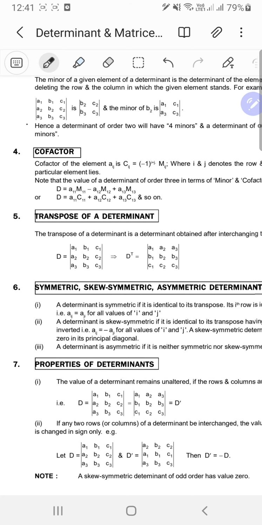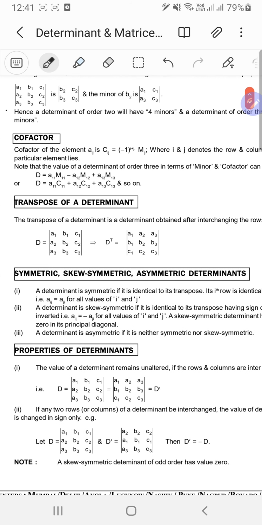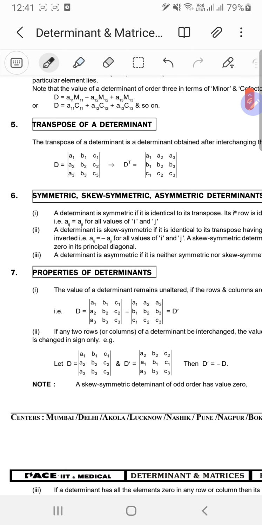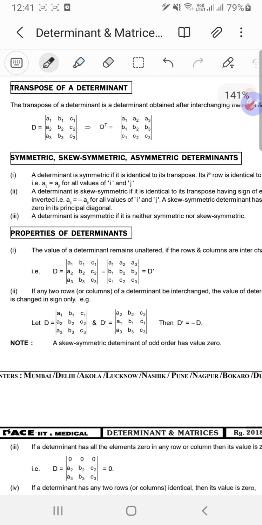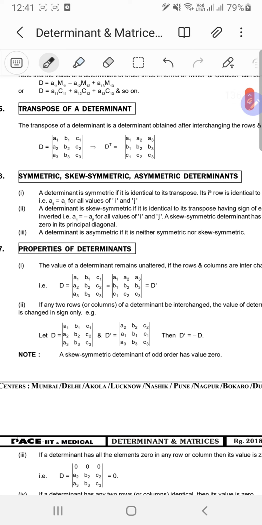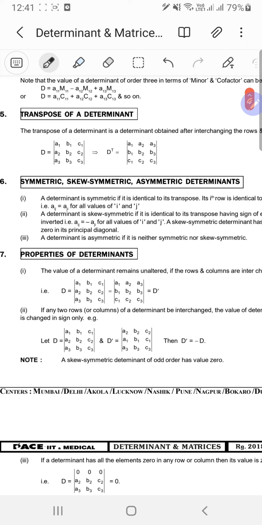Okay, next, transpose of a determinant. The transpose of a determinant is a determinant obtained after interchanging the rows and columns. Okay, cool. So this column goes to the row. Fine. Symmetric, skew-symmetric, and asymmetric determinants. A determinant is symmetric if it is identical to its transpose. So we know that transpose and the original have the same value, right? So you mean identical, like, oh, okay. So it looks the same. For example, this determinant 1 1 1 1 1 1 1 1 1, its transpose would be the same thing, so that's why it would be symmetric.